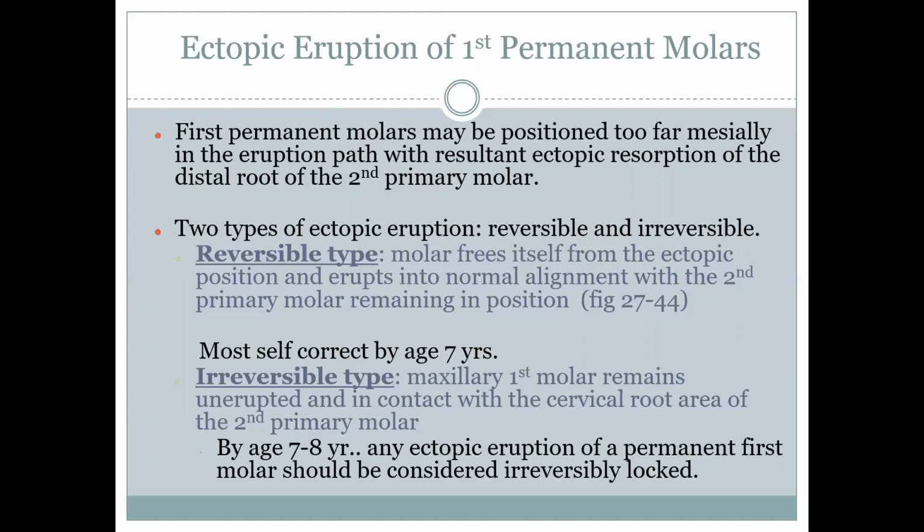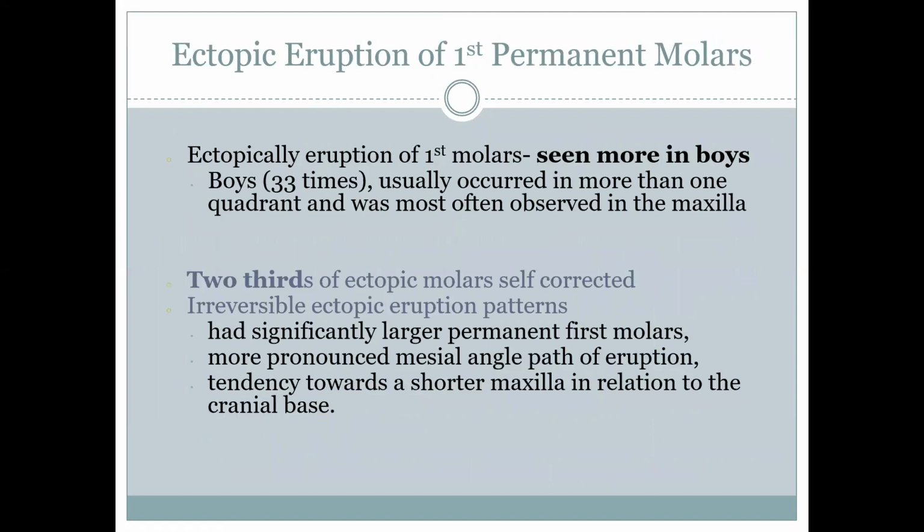The irreversible type is where you see the maxillary first molar remains unerupted and in contact with the cervical root of the second primary molar. By age 7 to 8, any ectopic eruption of the first permanent molar should be considered irreversibly locked. Most of the ectopic eruptions of the first molars are seen in boys more than girls. Two thirds of the ectopic molars self-correct.